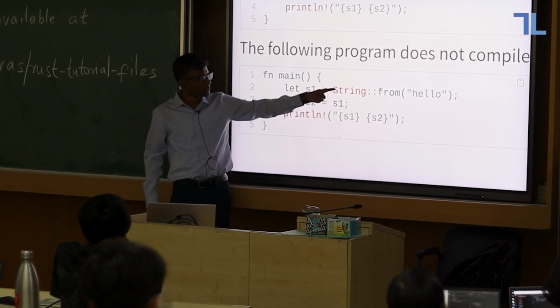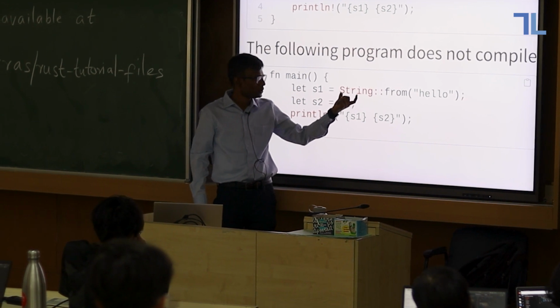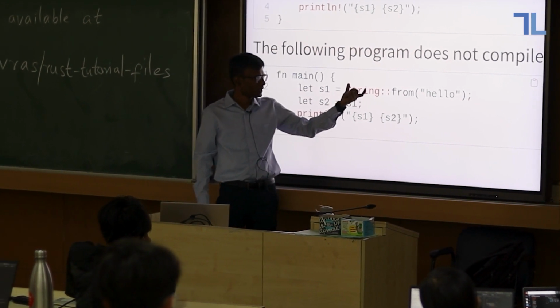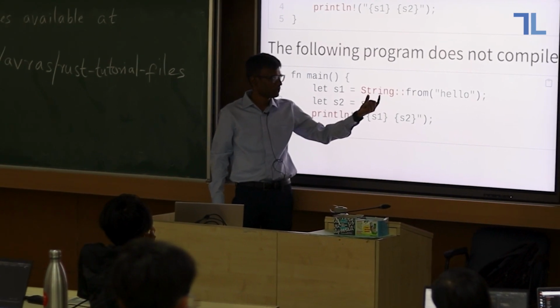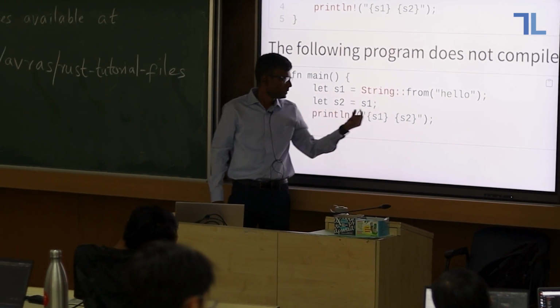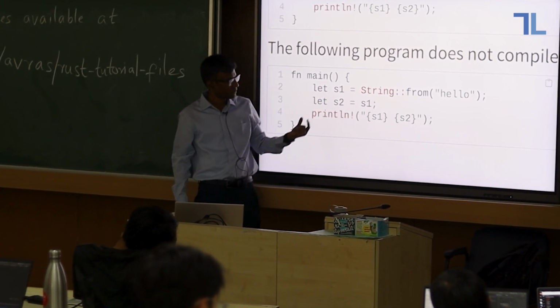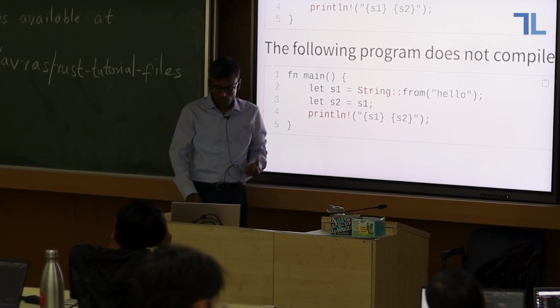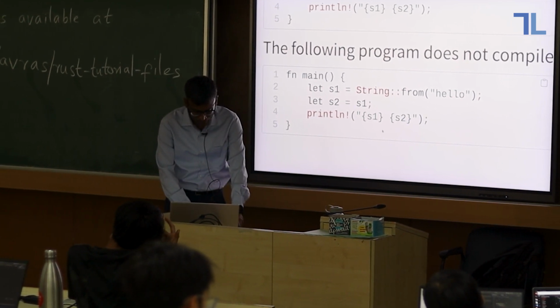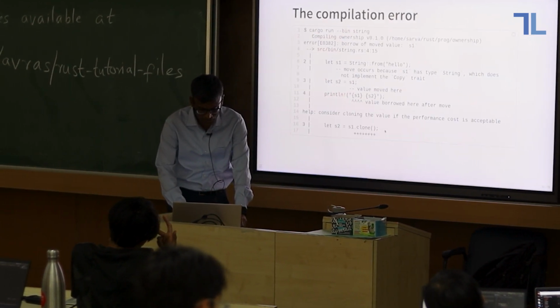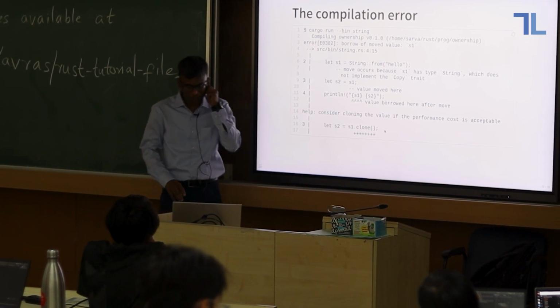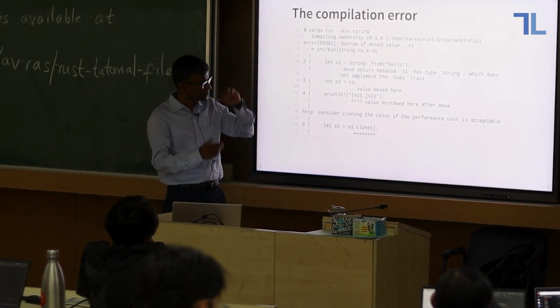Now, instead of a string literal, I'm creating a new variable. This type is a String type. This is an allocated variable type. A String from hello, and then I'm assigning S2 equals S1, and I'm printing that. So this program will not compile. So what is the compilation error? If I run that program, I get a huge compilation error.